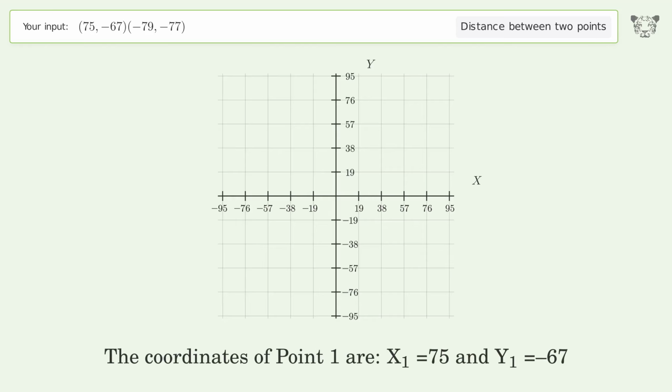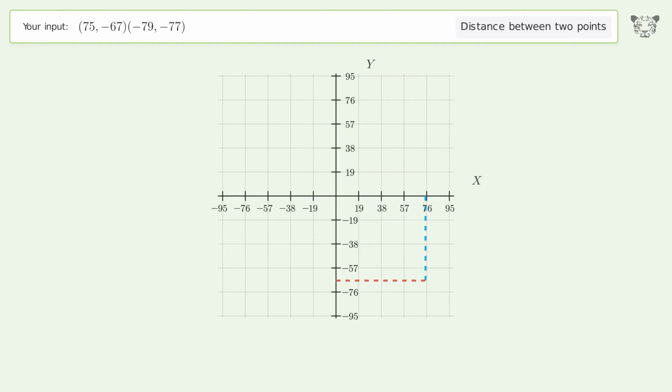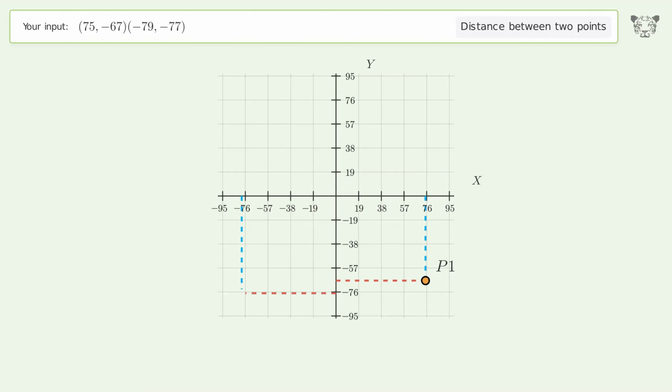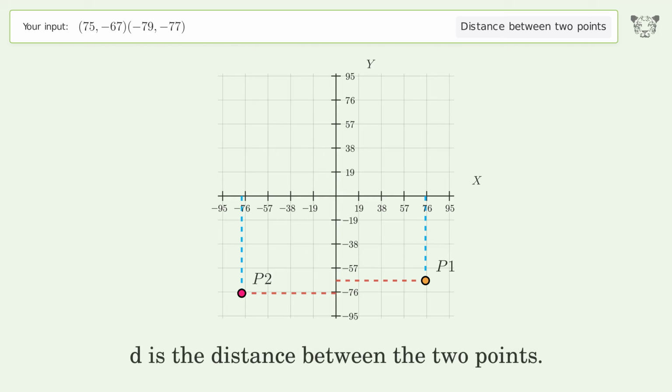The coordinates of point 1 are x1 equals 75 and y1 equals -67. The coordinates of point 2 are x2 equals -79 and y2 equals -77. D is the distance between the 2 points.